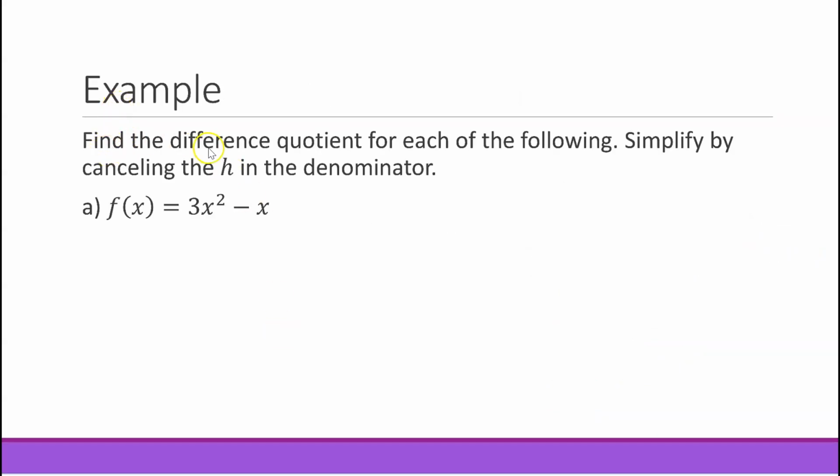In this example, we want to find the difference quotient for each of the following. Simplify by canceling the h in the denominator. So let's remind ourselves what the difference quotient is, and I'm going to color code this here. I'm going to put f of x plus h in purple, and then minus f of x in blue, and then all over h. The denominator was simply h, which I'm going to write in green. So I really want to think about this difference quotient as 3 separate pieces.